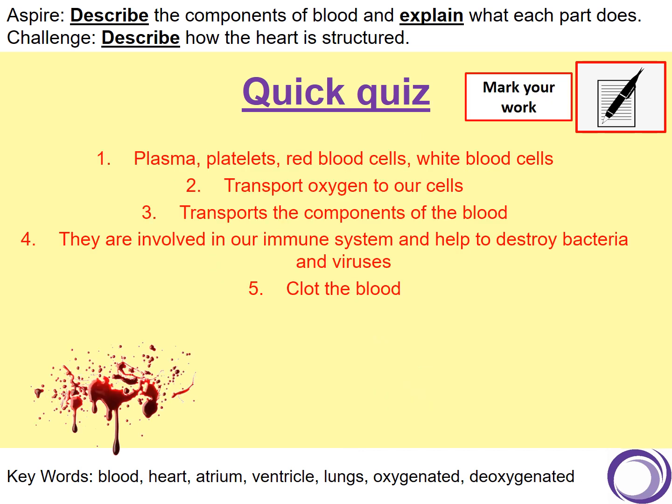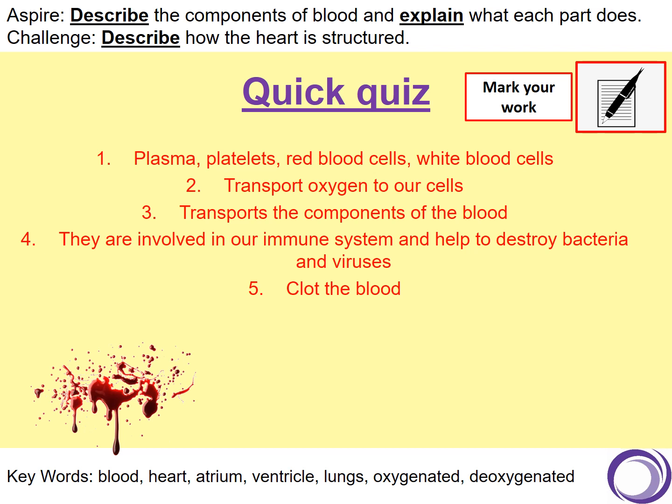Okay, let's go through the answers and mark your work. So, the answer to question number 1, what is the blood made up of? The blood is made up of the plasma, platelets, red blood cells, and white blood cells. Question number 2, what do the red blood cells do? They transport oxygen to our cells.